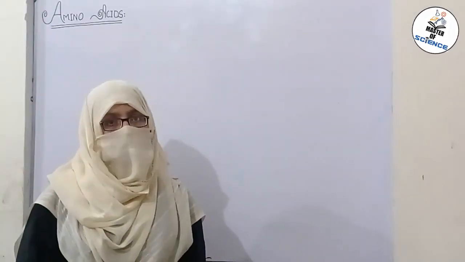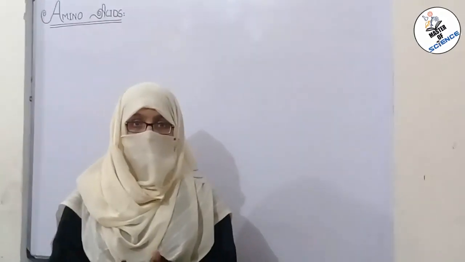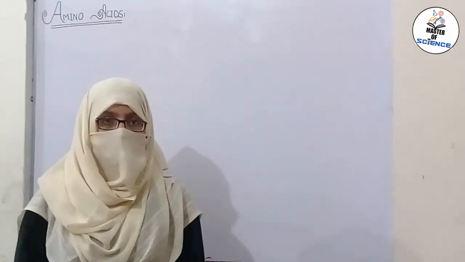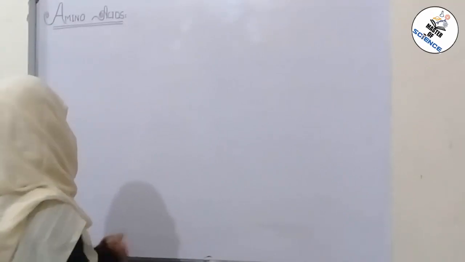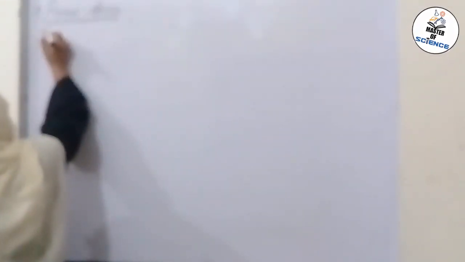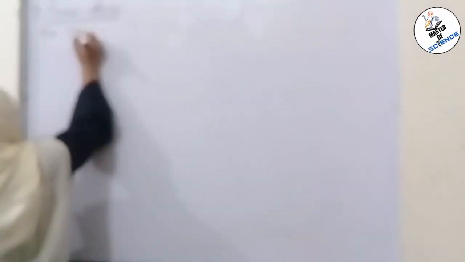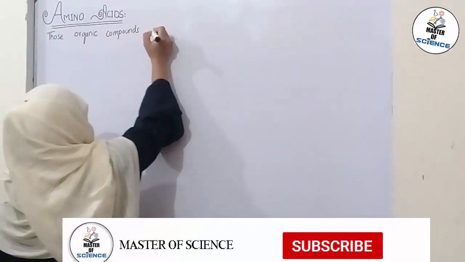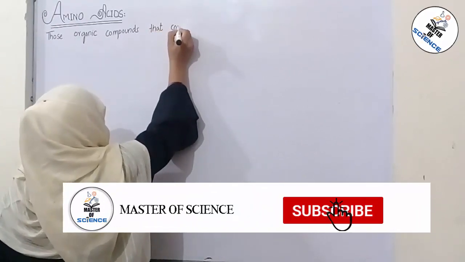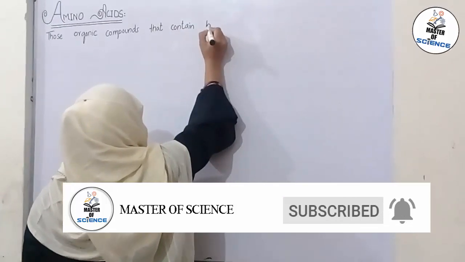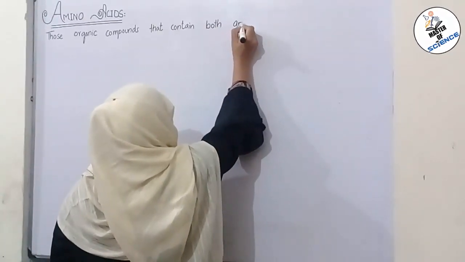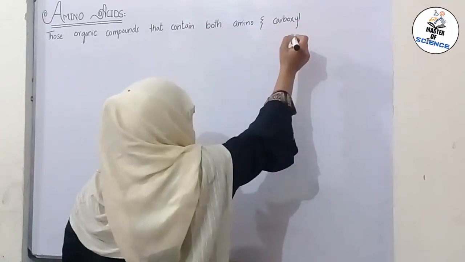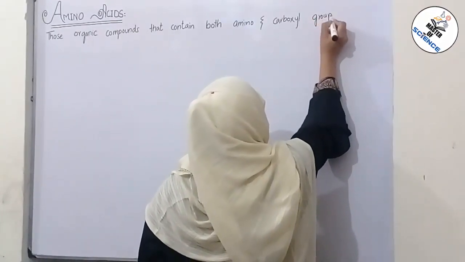Today the topic under discussion is amino acids. What are amino acids? Amino acids are those organic compounds that contain both amino and carboxyl group. They are called amino acids. So we can write its definition: those organic compounds that contain both amino and carboxyl group. They are called as amino acids.